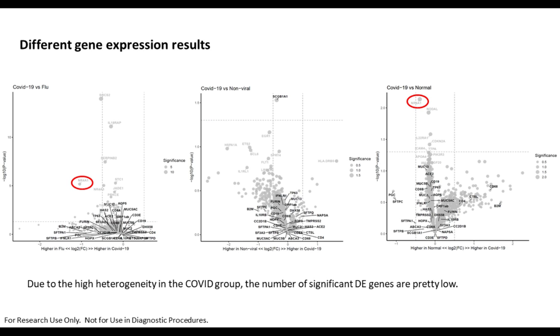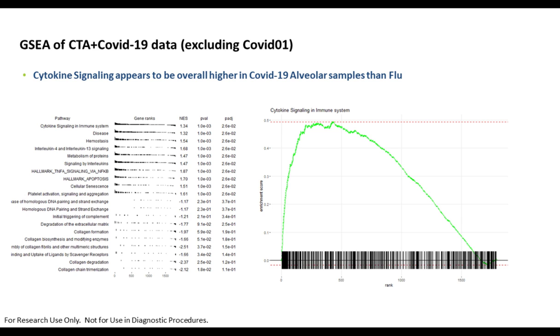This is also reflected somewhat in the differential gene expression results that we're seeing. There is heterogeneity among the COVID lungs, but with that said, there are pretty striking differences within the COVID lungs as compared to the flu lungs, COVID lungs compared to the non-viral lungs, and COVID lungs compared to the normal lungs. And I know I'm not drilling down deeply into each of the specific genes that we're seeing here. There's a lot of commonality that we were seeing across all the different COVID samples.